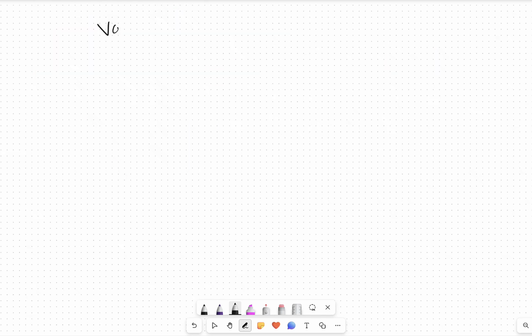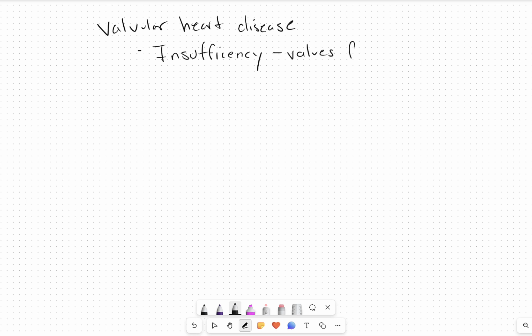When the valves in the heart are not functioning properly, this can lead to valvular heart disease. And there are 2 main different types of valvular heart disease. Insufficiency is going to be caused by the valves not closing properly. So if the valves can't close fully, then some of the blood is going to be able to backflow. So it might backflow back into the atria or back into the ventricle, depending on which valve is insufficient.